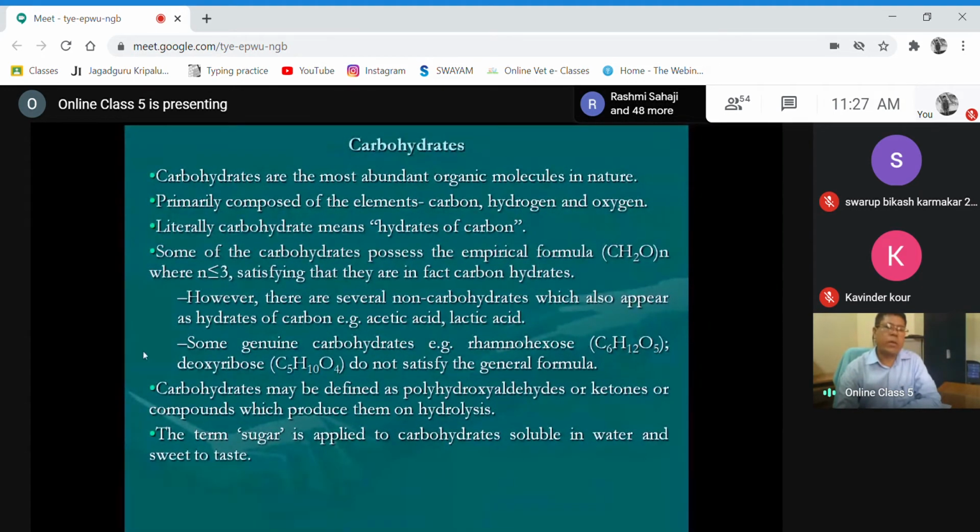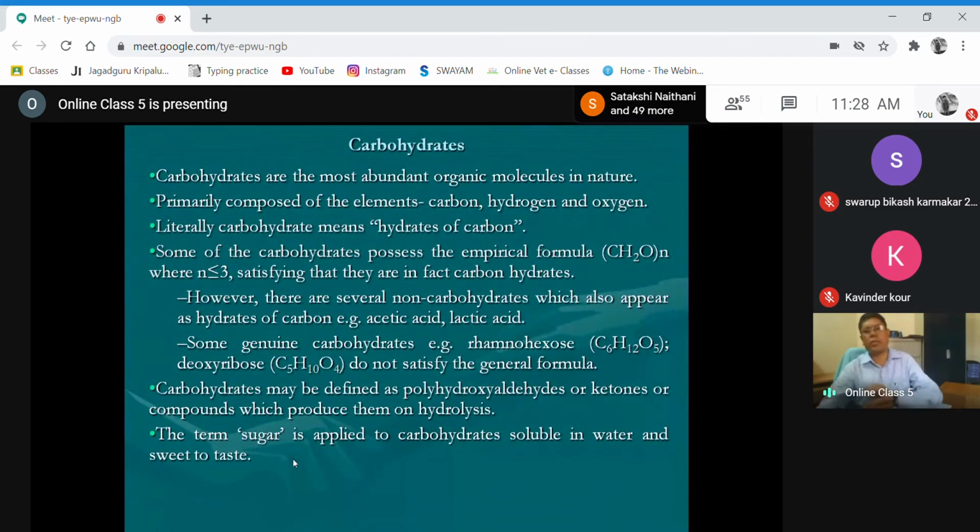However, there are several non-carbohydrates which also appear as hydrates of carbon. Initially I mentioned that carbohydrates were defined as hydrates of carbon, but later on it was observed that other molecules which are not carbohydrates are also hydrates of carbon, and moreover they fulfill this empirical formula. So now we cannot define carbohydrates as the hydrates of carbon.